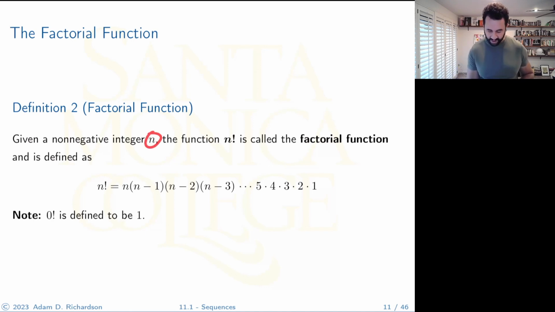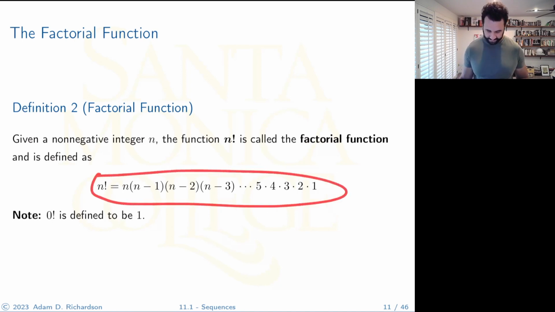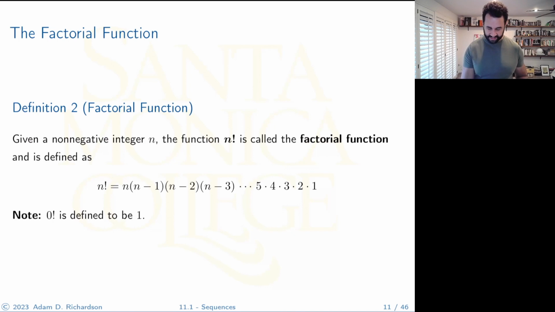If you're given a non-negative integer n, then the function n factorial is called the factorial function, and it's defined in this way. So what you're really doing is this, n factorial basically means to multiply all of the positive integers that are less than or equal to n. So a quick example, I have some more on the next slide.